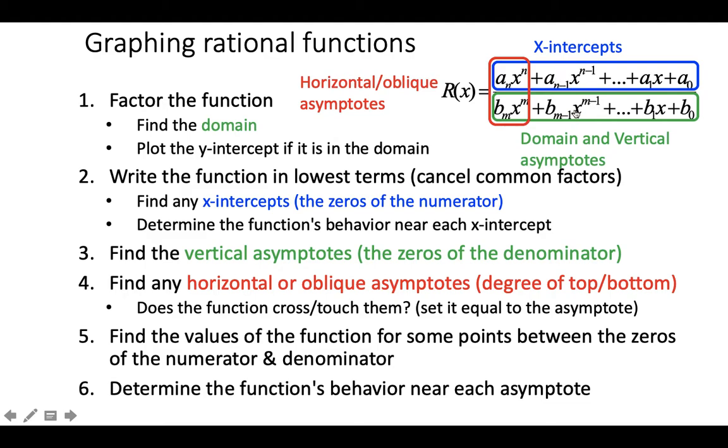And the domain and vertical asymptote, as you know, we get from the denominator. Then from this red box, the leading terms of the numerator and denominator, we will get the vertical and horizontal asymptotes. And these are all the steps we followed, other than the near behavior, which we will discuss in the next slides. Near behavior is similar to the things that we discussed.